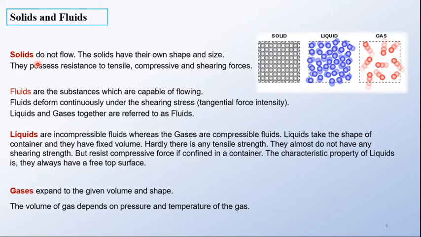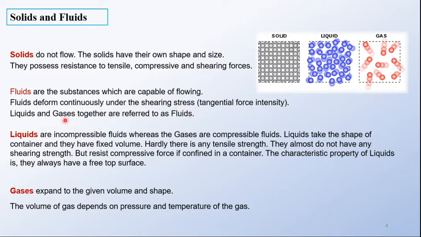So solids do not flow. The solids have their own shape and size. They possess resistance to tensile, compressive and shearing forces. The particles are very tightly arranged without any movement between them. Fluids are the substances which are capable of flowing. Fluids flow. Fluids deform continuously under the shearing stress.